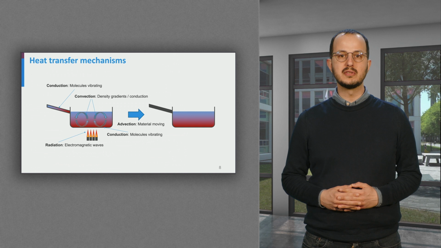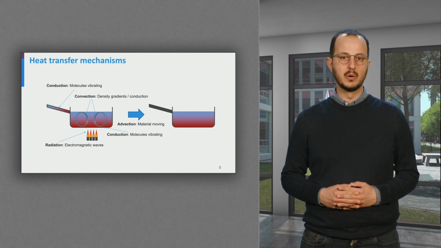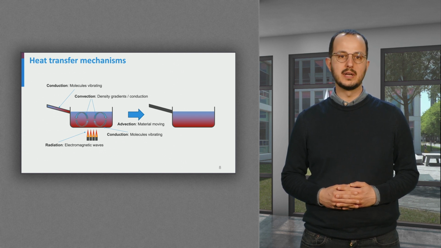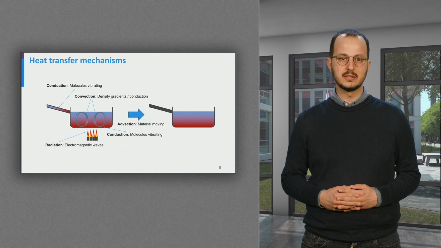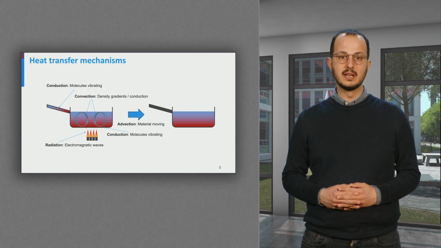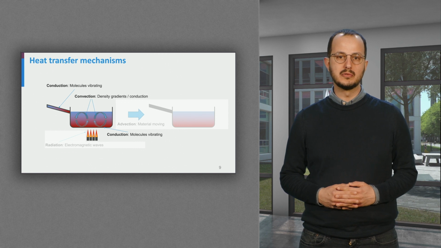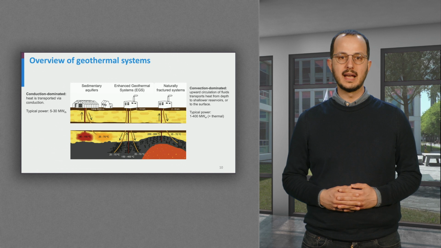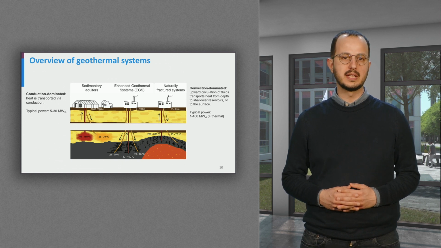Previously, you have seen the different types of heat transfer mechanisms using the example of a pan with boiling water. So you now know that heat transfer can occur via radiation, conduction, convection, and advection. For the rest of this lesson, we will focus on conduction and convection. Geothermal systems can be classified based on the dominant heat transfer mechanism.